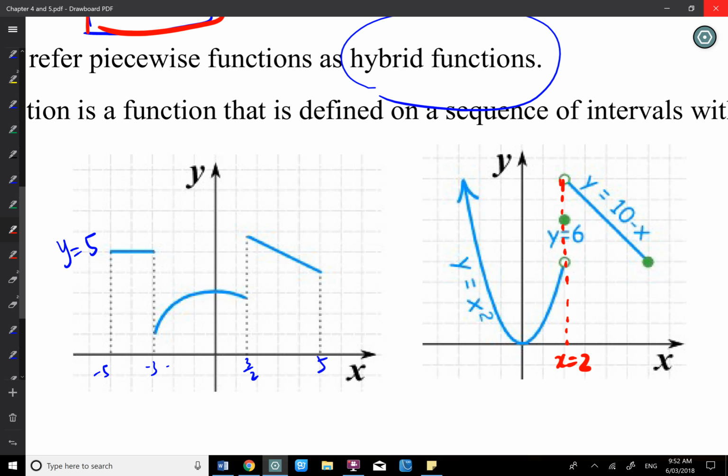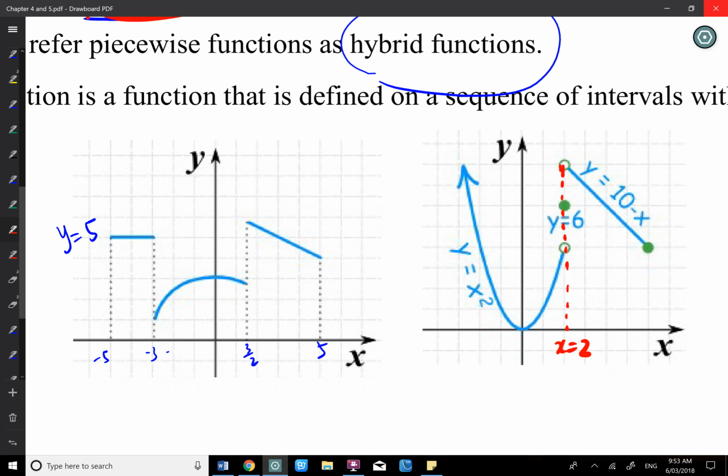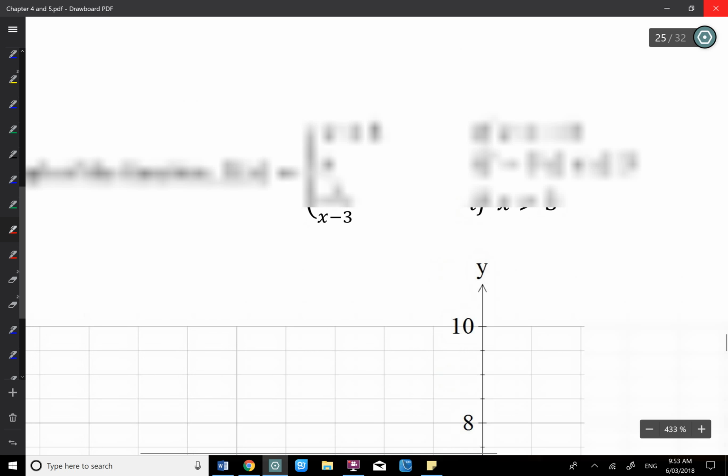So each x can only be included once in this piecewise function. So if it's already included in the middle one, you can't include it in the left or the right function anymore. So only include it once. Same reason, when you substitute things, you only sub into one function, not into all the functions. So let's look at one example.